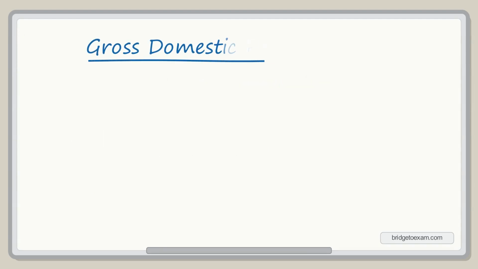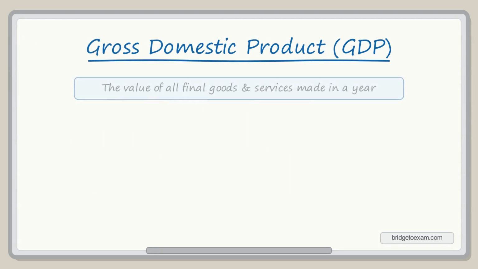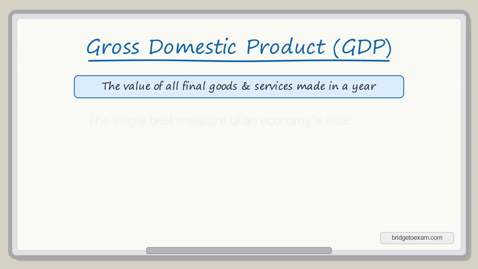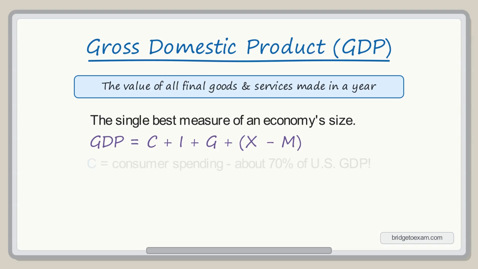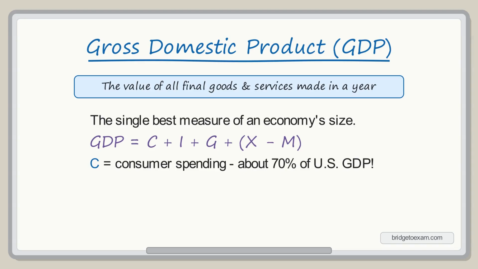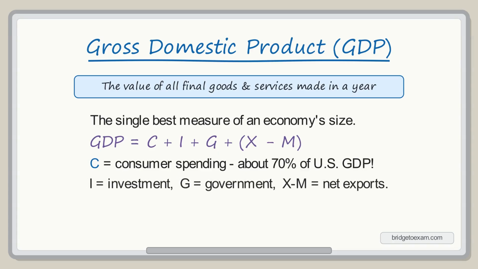The headline number for any economy is GDP, Gross Domestic Product. It's the total value of all final goods and services a country produces in a year, and it's the single best measure of an economy's size and health. There's a simple formula. GDP equals C plus I plus G plus net exports. C is consumer spending, and here's the key fact. It's about 70% of U.S. GDP. The rest is I for business investment, G for government spending, and X minus M for net exports. Exports minus imports. Add them up, and you have the whole economy.